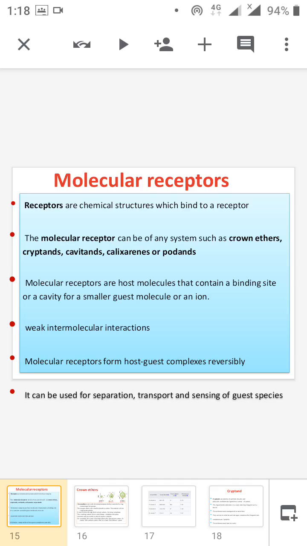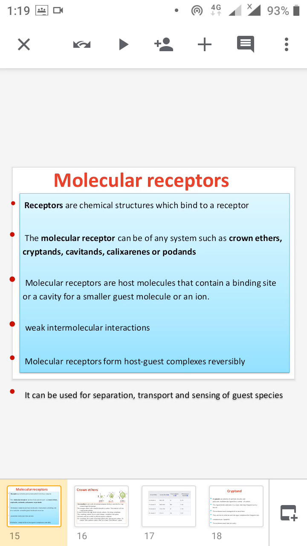Afternoon, everybody. Today we are discussing the next topic, molecular receptors in supramolecular chemistry. Molecular receptors are the chemical structures which bind to the receptors. The receptors may be cation, anion, or a neutral molecule. So the molecular receptors can be of any system such as crown ether, cryptand, cavitand, calixarenes, or pollen.